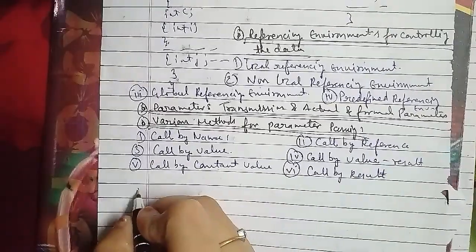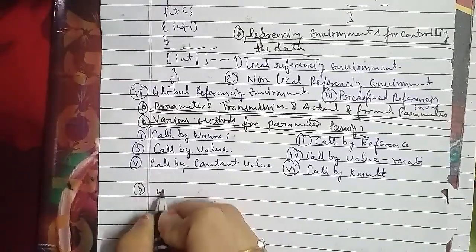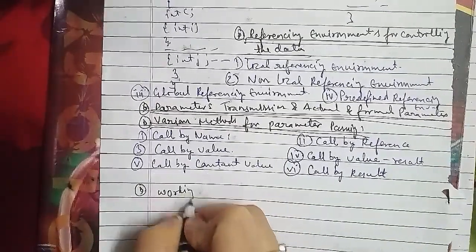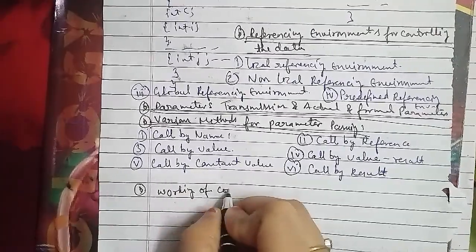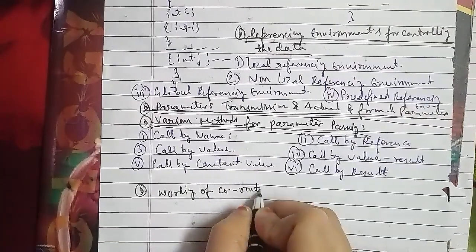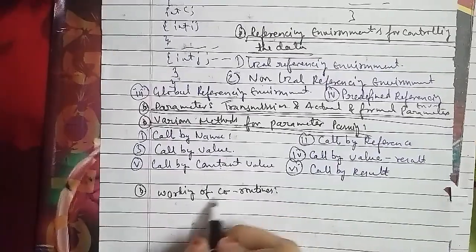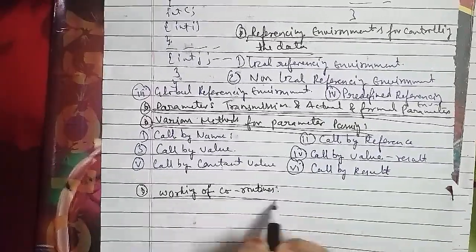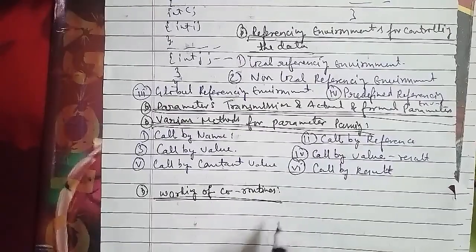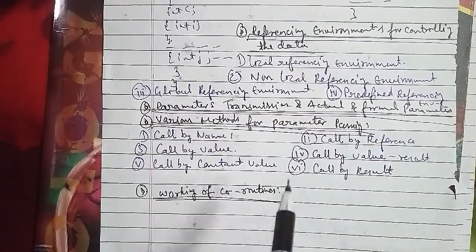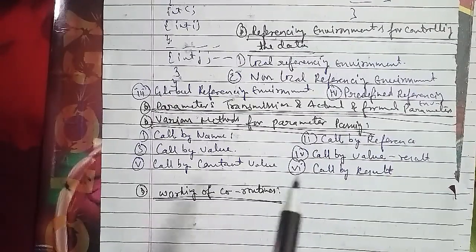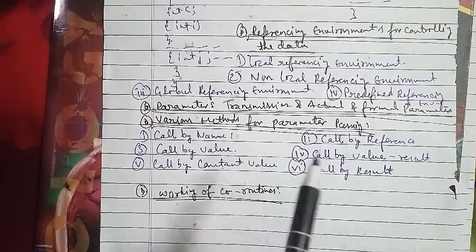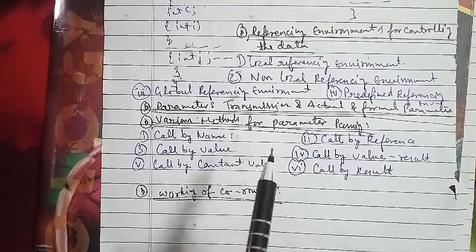So here we'll talk about the working of coroutines. In the working of coroutines, when a coroutine receives control from another subprogram, it executes partially and then is suspended when it returns control.